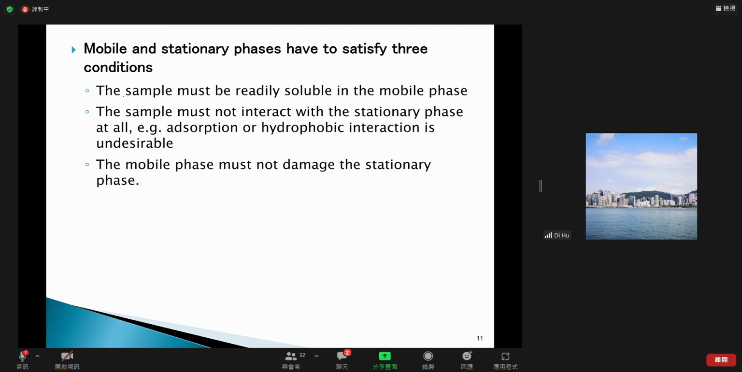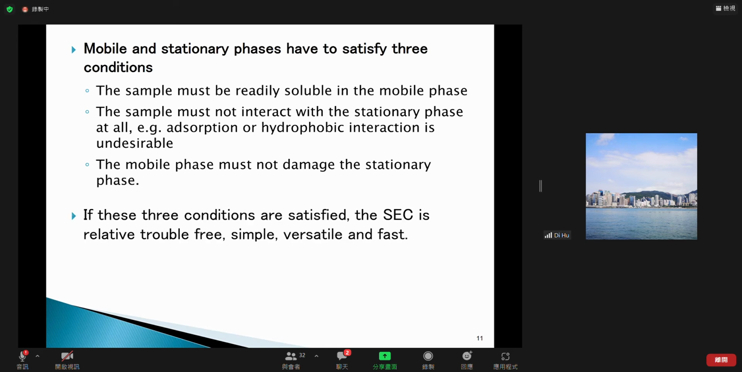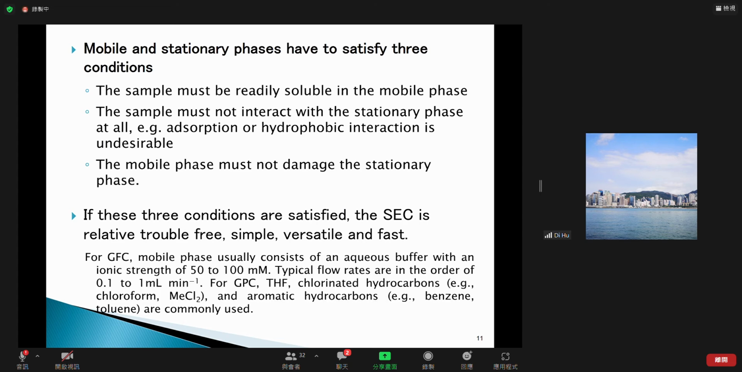Also, because an impurity will cause some baseline noise, you want to avoid that. So that is a requirement for the mobile phase. If all these conditions are satisfied, size exclusion chromatography is relatively trouble-free, pretty simple, predictable, and pretty fast.